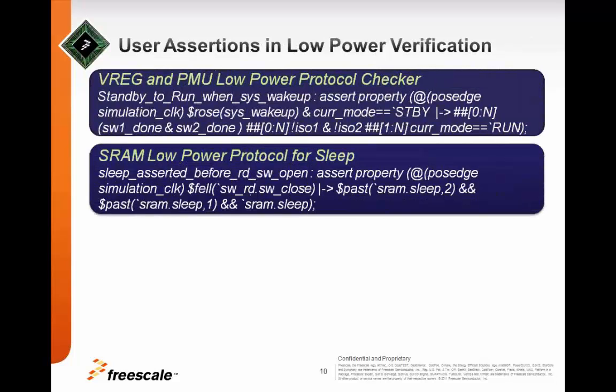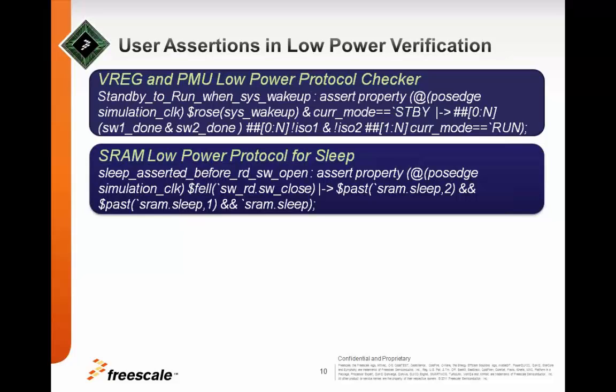Here are some of the user assertions which were targeted for low power verification. So here we have a voltage regulator and a power management unit low power protocol checker. This property basically checks that once you are in standby mode and there is a system wake up event, then following that within 0 to n cycles, both the PD2 switch as well as the PD1 power switch should be closed, followed by isolation deassertion, and finally the current mode should be the run mode.